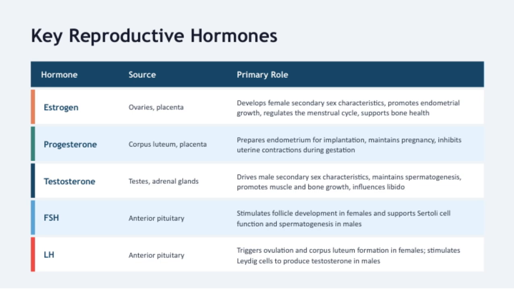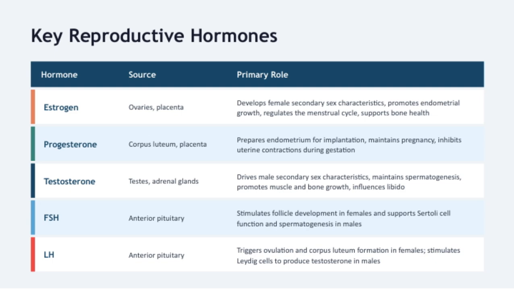First, we have LH, which is produced by the anterior pituitary. In females, LH triggers ovulation and helps form the corpus luteum, which is essential for maintaining early pregnancy. In males, LH stimulates the Leydig cells in the testes to produce testosterone, the primary male sex hormone.